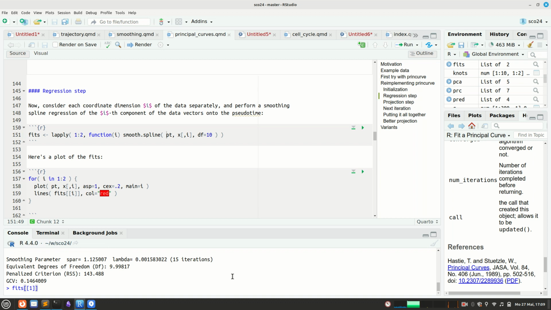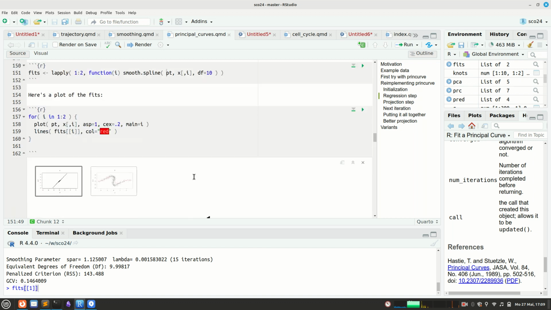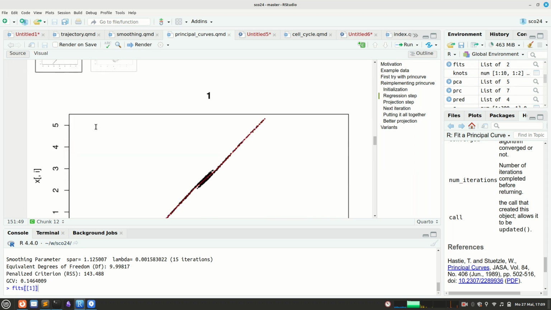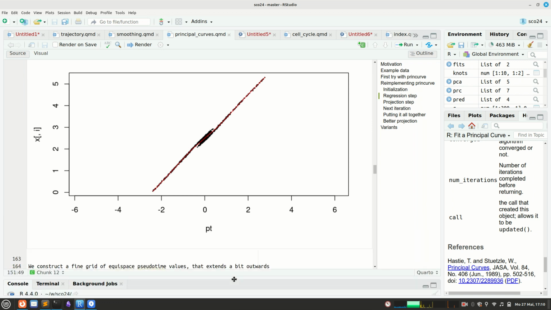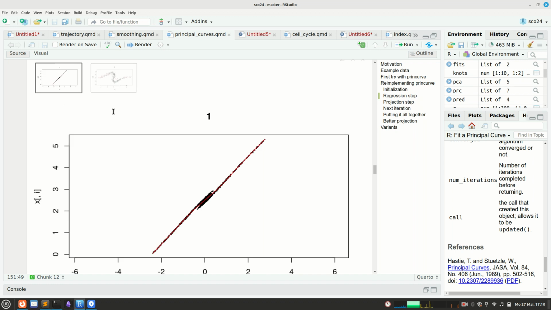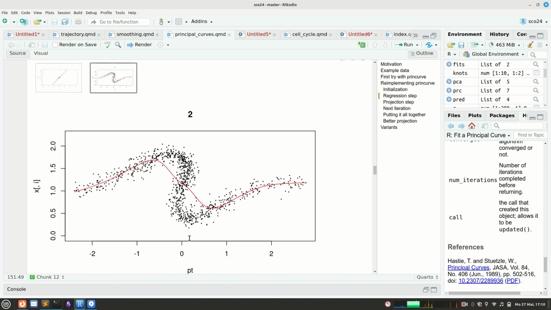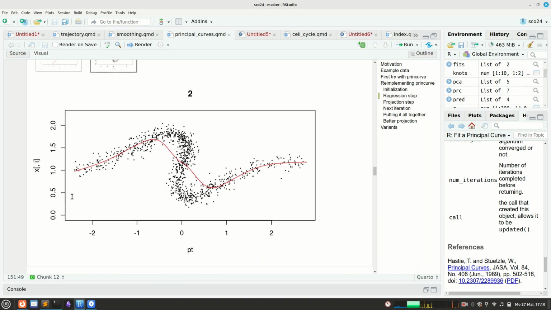And for the x-coordinate, I can now look at, oh, have I actually done this? Fits X, yeah. Here, this is what I've done first here. So here you can see the smooth curve fit. So this is the x-coordinate plotted against the pseudotime. And this is the y-coordinate plotted against the pseudotime. And you see the x-coordinate, we have here this doubling back, which doesn't quite work. And for the y-coordinate, it works a bit better.